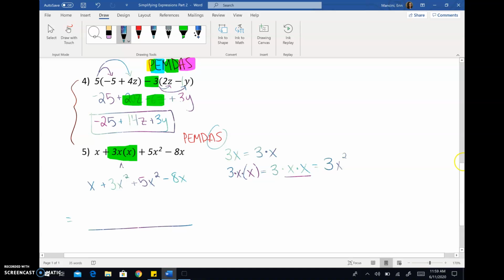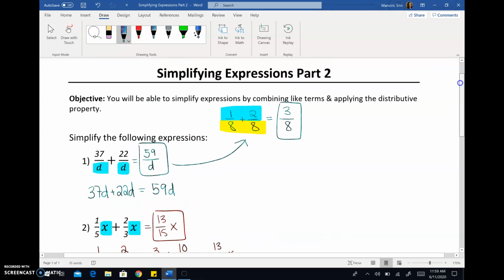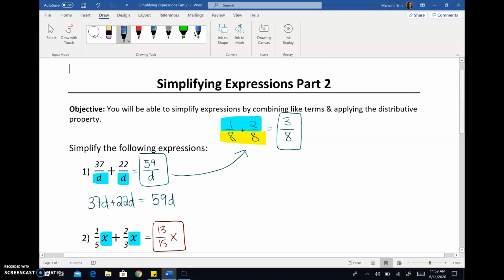And that's all I wanted to go over in this video. So just a few more challenging examples of how to simplify expressions. Still combining like terms, still applying distributive property, but a little bit more difficult to look at.